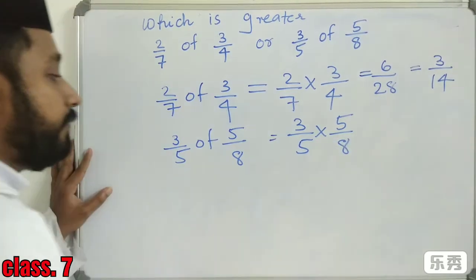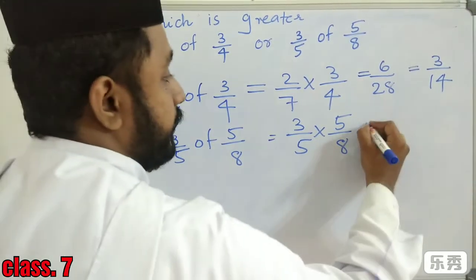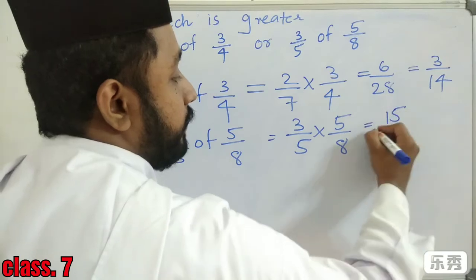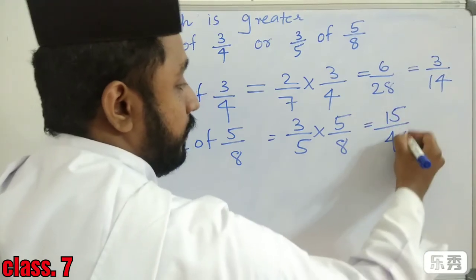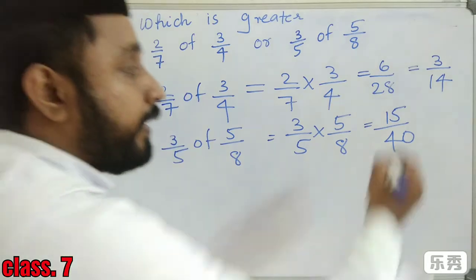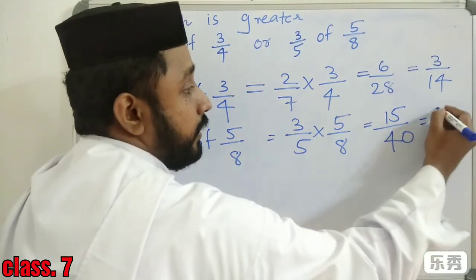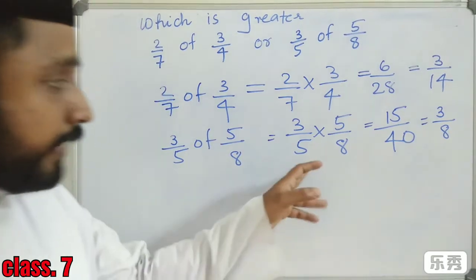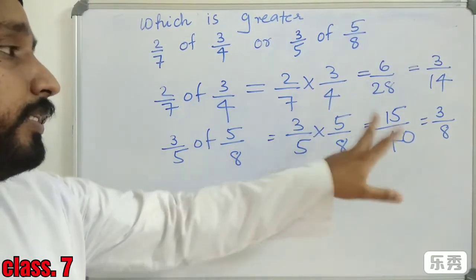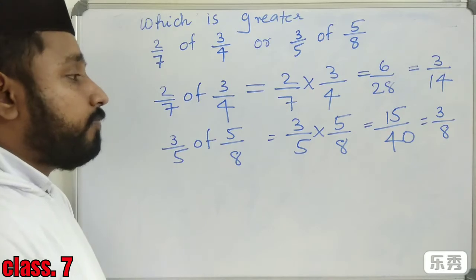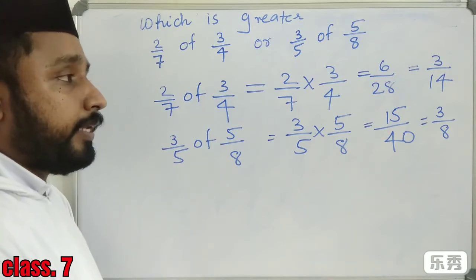3 by 5 into 5 by 8, which is equal to 3 into 5, 15, 5 into 8, 40. Or we can cut with this 5 and we will get 3 by 8. When we cut with 5, we get 3 into 5, 15, and 8 into 5, 40. Or we can directly cut with the 5 and we will get 3 by 8. So 3 by 5 of 5 by 8 is equal to 3 by 8.